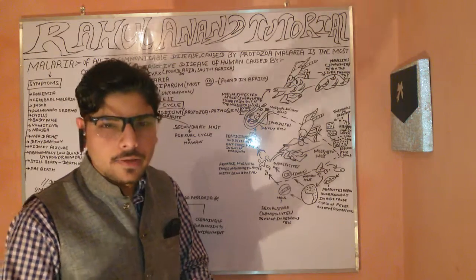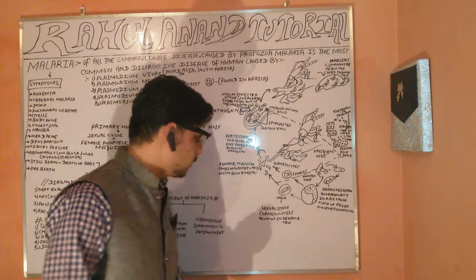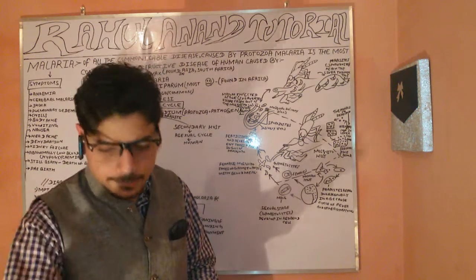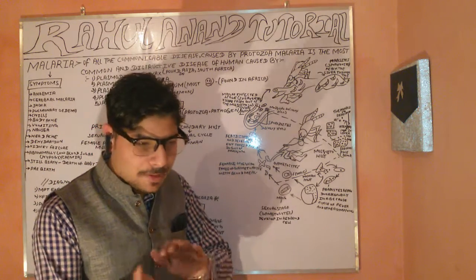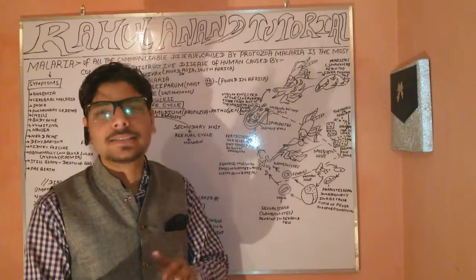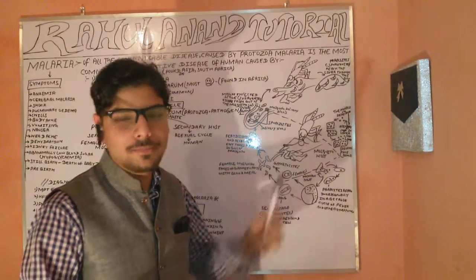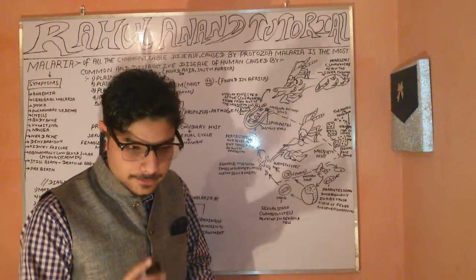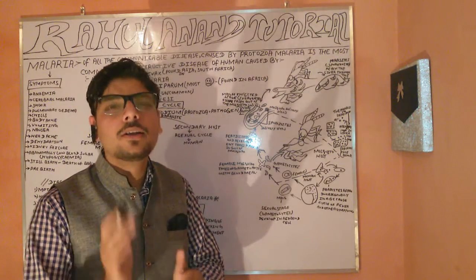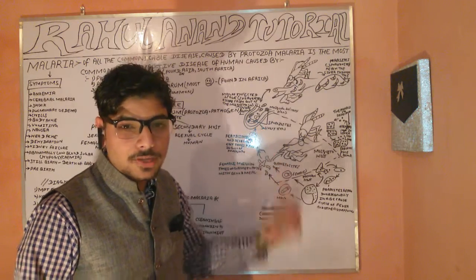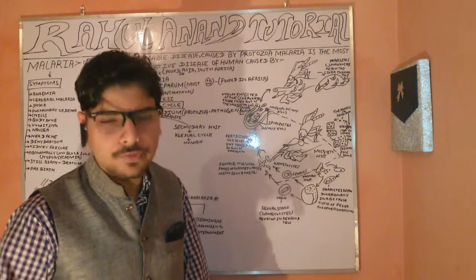Meaning the female Anopheles mosquito will take up the gametocyte with reference to what? With reference to the blood meal. So what actually is meant with reference to our mosquito, such as the female Anopheles? We actually have two types of mosquito: the male mosquito as well as the female mosquito.